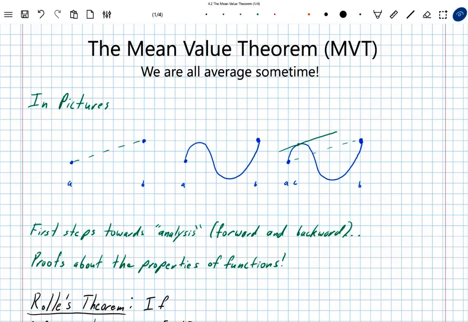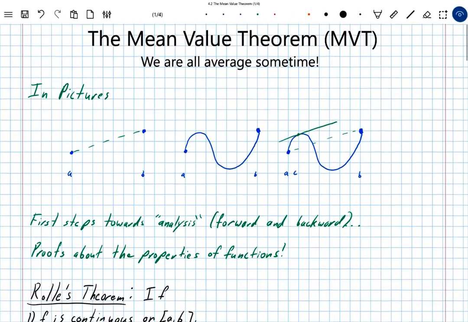A surprisingly important result in that it makes a lot of other things flow. It's kind of like the intermediate value theorem, which says that if you're continuous, you can't skip over any y values. Well, this is kind of the derivative version of that. It says, if you're continuous and differentiable, then you can't skip over your average rate of change. That has to happen at some point. So we're going to build our way up to this.